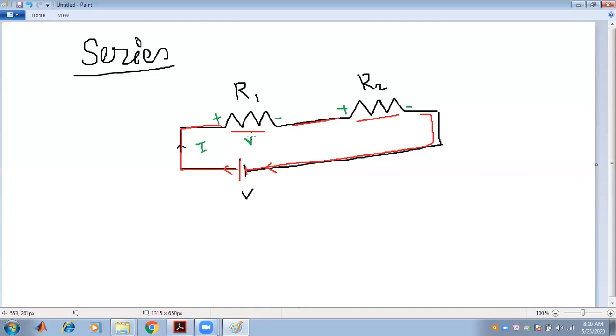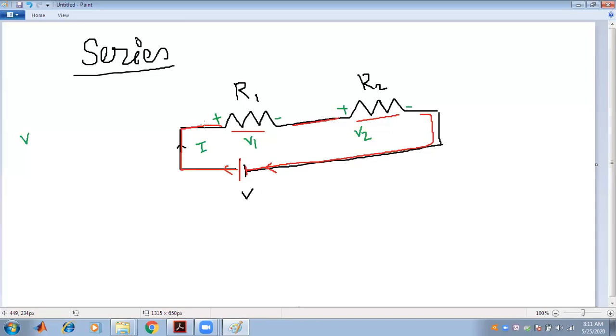Let the voltage here be V1 and the voltage here be V2. Start writing from here: this is plus V. Now rotate through that circuit. We now know how to give the plus and minus signs to the two points of a resistance. Where the current is entering is positive, and where the current is leaving, that part is negative. This is how we give the plus or minus sign across the resistance.